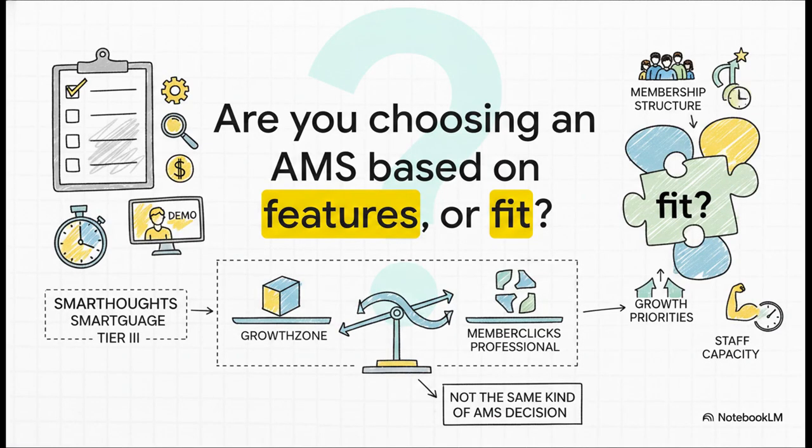Okay, let's dive into this because this exact question is the core thesis of our entire explainer. So often, we see associations comparing AMS systems way too fast. They look at a feature checklist, check out the pricing, sit through a quick demo, and bam, they make a call. But here's the reality. Selecting an AMS is fundamentally an operational fit decision. It absolutely depends on your specific membership structure, your strategic growth priorities, and your staff's actual day-to-day capacity. Both GrowthZone and MemberClicks Professional sit right in our SmartThoughts Smart Gauge Tier 3. But, as you'll see, they're entirely different kinds of AMS decisions.